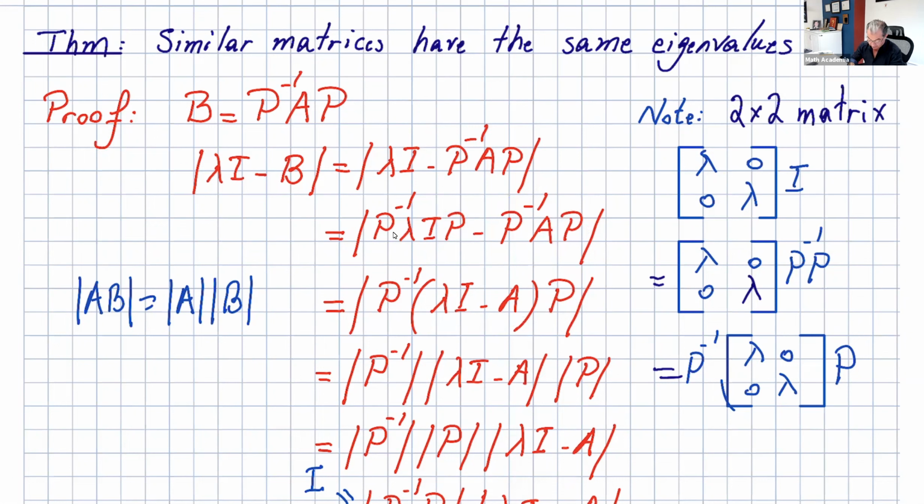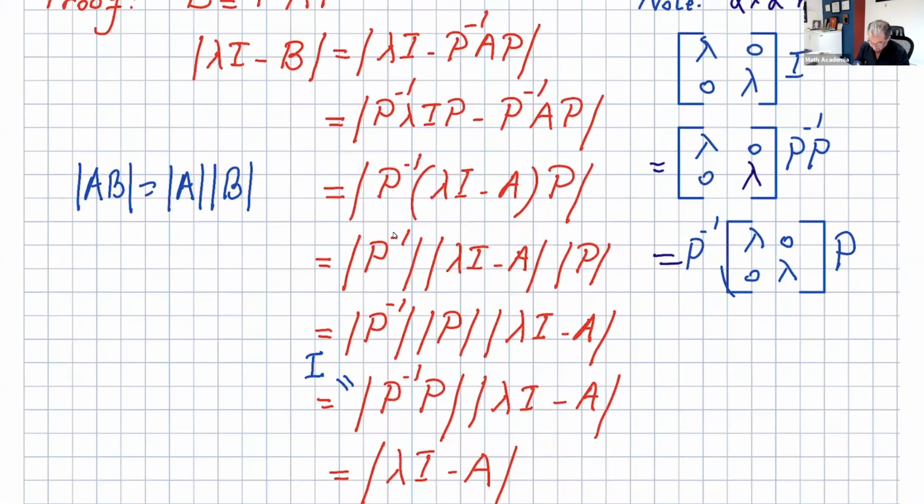Of course, the characteristic equation is finding the determinant and putting it equal to 0. We learned in the lecture on determinants that the determinant of a product is the product of the determinants. So using that, we can write this as the determinant of P inverse times the determinant of lambda I minus A times the determinant of P. These are just three numbers, so you can multiply them and put these two together: the determinant of P inverse times the determinant of P, times the determinant of lambda I minus A.